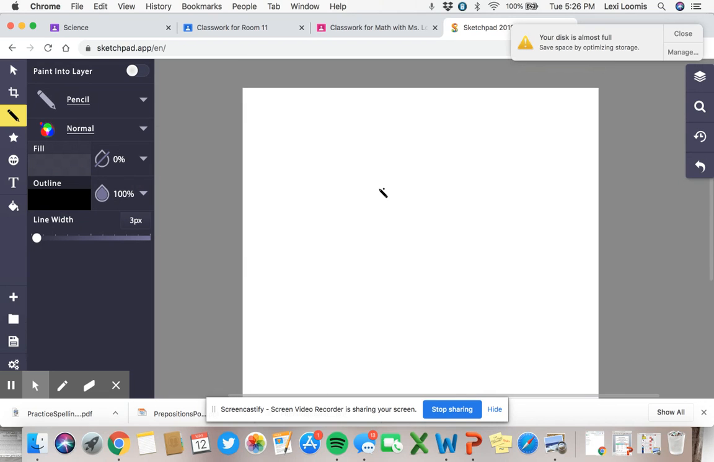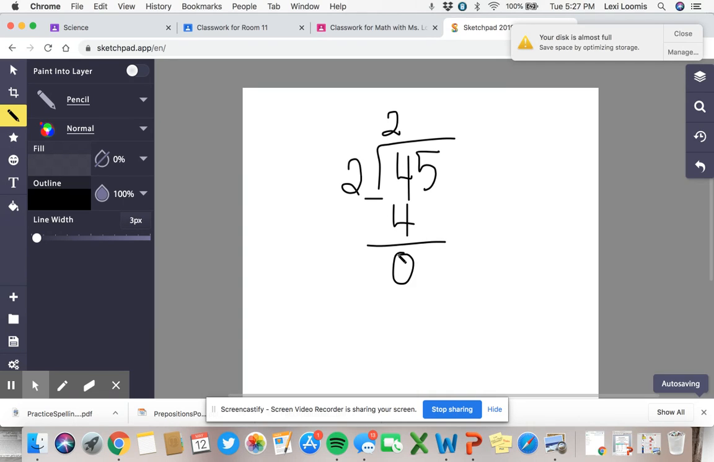Oh, it's going to make me write my problem over again. So we'll start again. So we have our problem is 45 divided by 2. So we did 4 divided by 2 equals 2. Then we multiply 2 times 2 equals 4. We then subtract. We get 0, and our next step is to bring down. We bring down our 5. Now, this is where we left off. We want to divide 5 divided by 2.